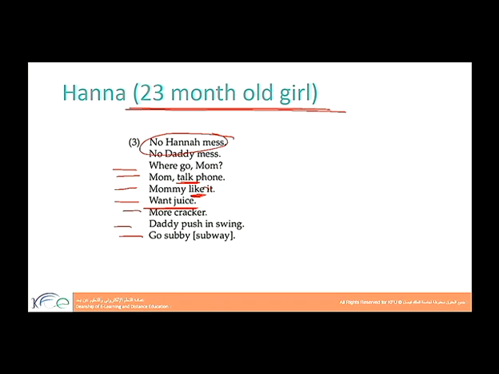Want juice. So who wants juice? We don't know if it's someone else. If it's someone else, then we need an S here, like mom wants juice. Or if it's referring to herself, like I want juice. In that case, there is no subject. We can't see who did what. All right. More cracker. That's an order probably.